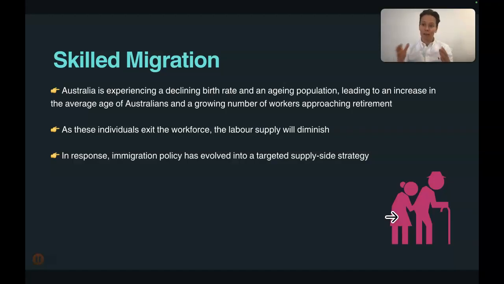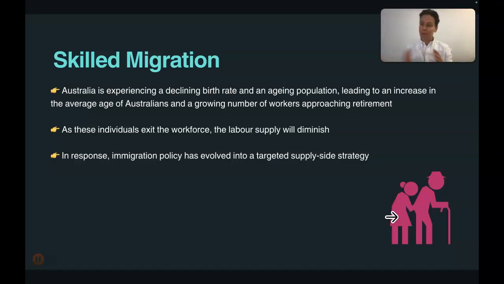We've got two things happening in Australia at the moment in terms of our population. So number one, we've got a declining birth rate. So we've got fewer babies. And then at the other end of the spectrum, we've got an aging population. So we've got an older population, which means more individuals are exiting the labour force as they move into their retirement. So ultimately, this is not great news for the labour force.